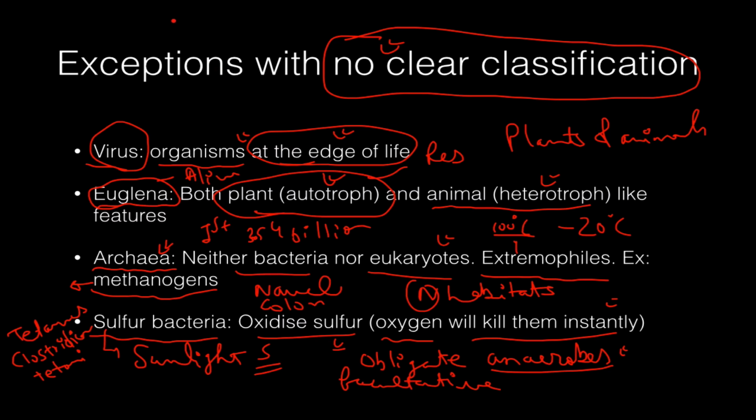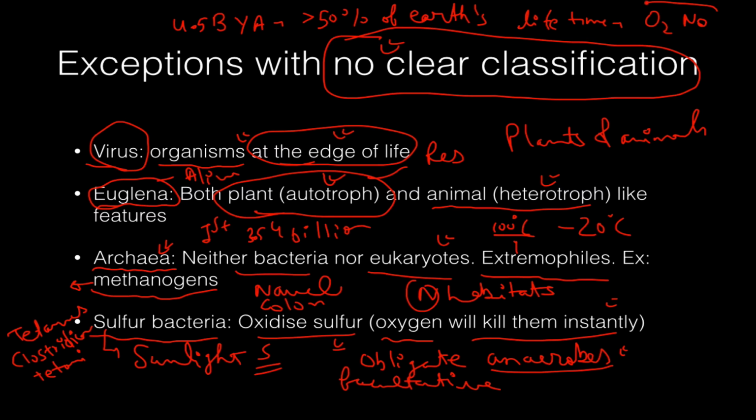Do you know that Earth was formed around 4.5 billion years ago, and for more than 50% of Earth's lifetime there was no oxygen? Is that understood? Oxygen was not there. Many of you might feel it like a shock, but this is actually true. So actually we are the invaders. They were the real beings who were living there, and we are the invaders. Just think about it sometime.